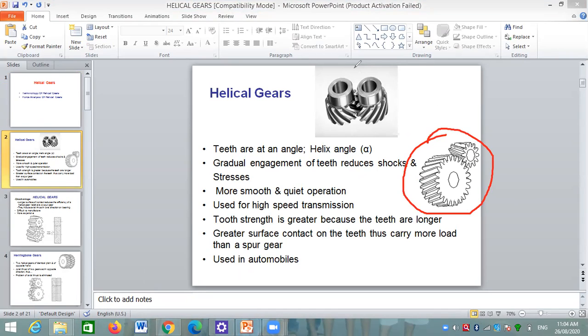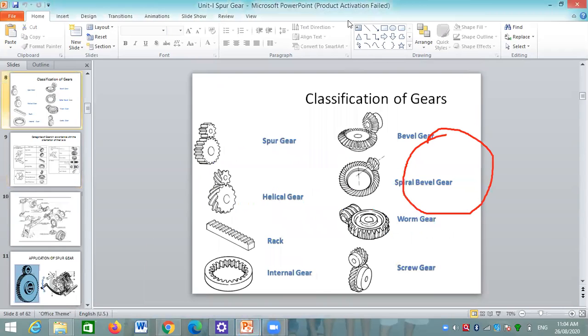Due to this, if we see the contact type of the teeth, in a spur gear the contact between the teeth of the pinion and the gear is a line contact, and throughout the power or motion transmission, this contact remains constant. Means if the line contact is like this in a spur gear, from the start of the engagement up to the end of the engagement, this contact remains constant and it is a line contact.